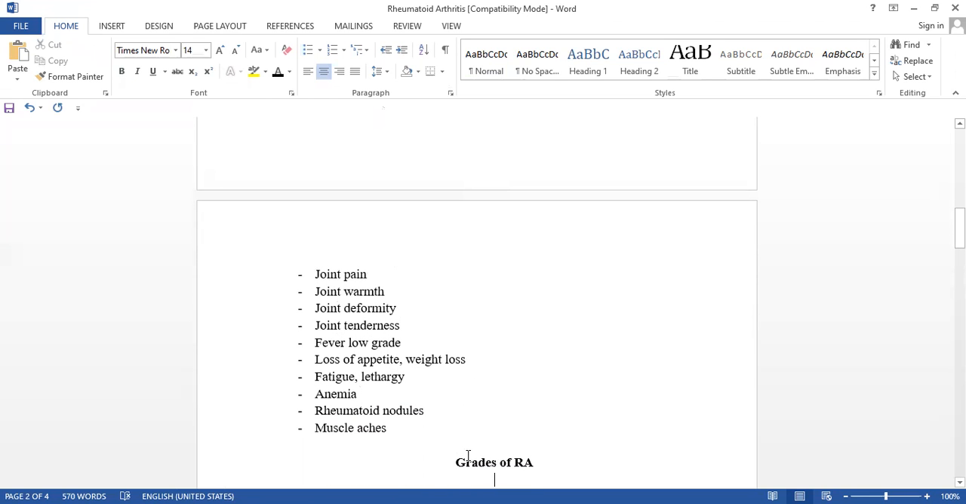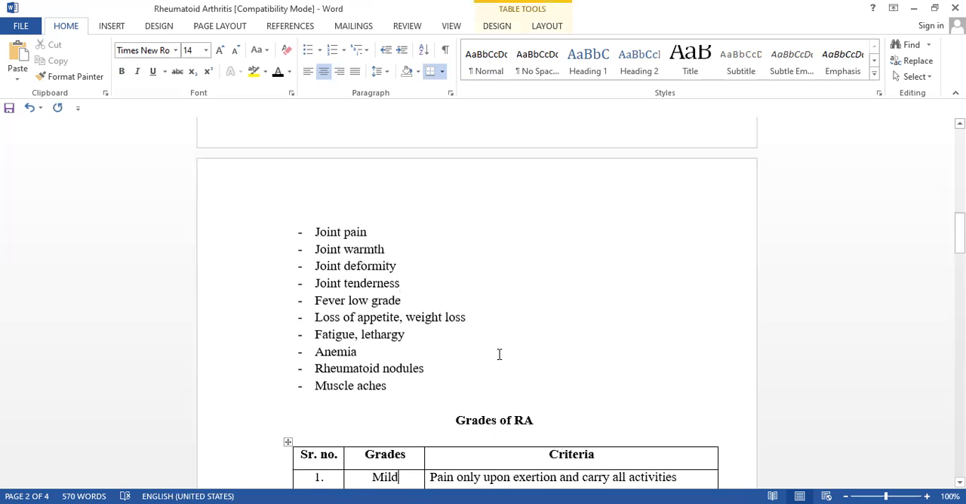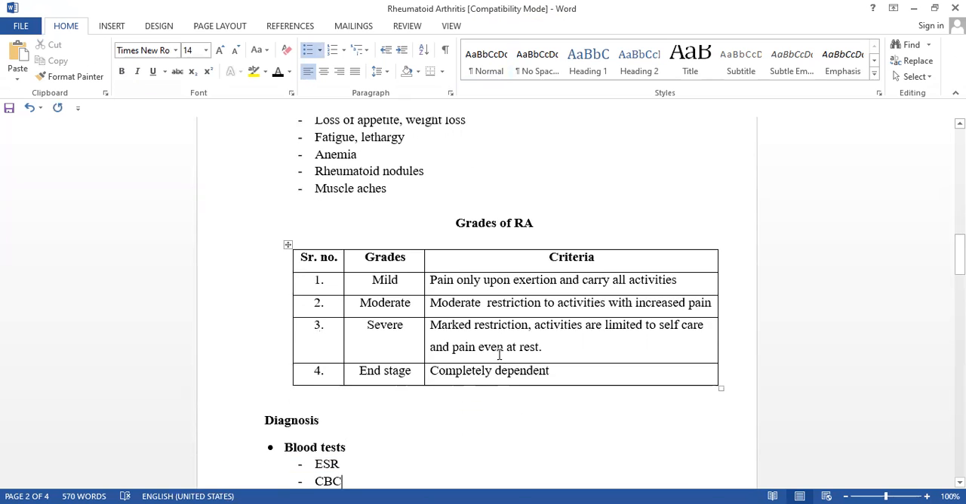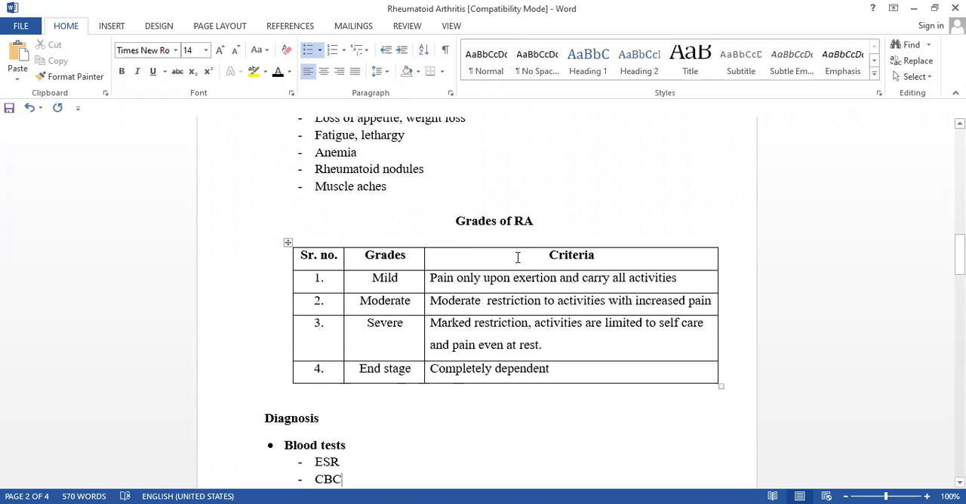Fatigue, lethargy, anemia, rheumatoid nodules, muscle aches, muscle pain will also be there. So these are about the signs and symptoms. Now see here the grades of rheumatoid arthritis. Rheumatoid arthritis grades: mild, moderate, severe, and end stage. Now see the symptoms according to that criteria.